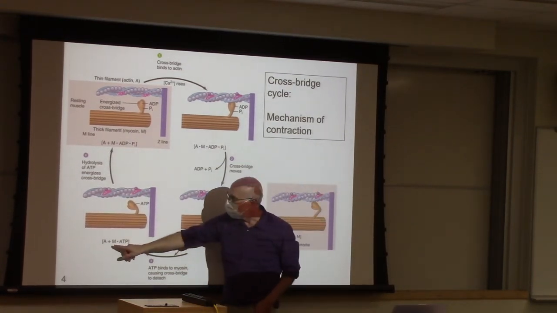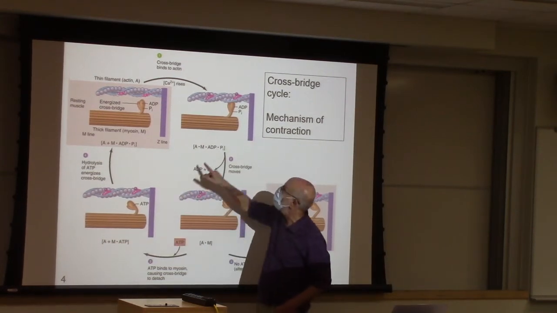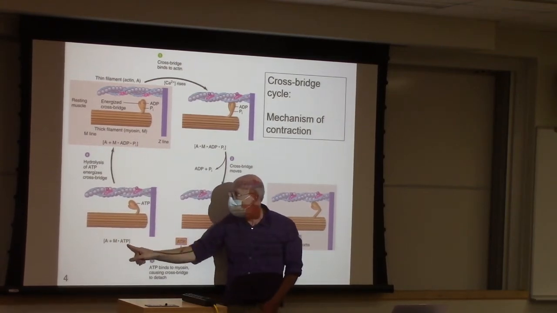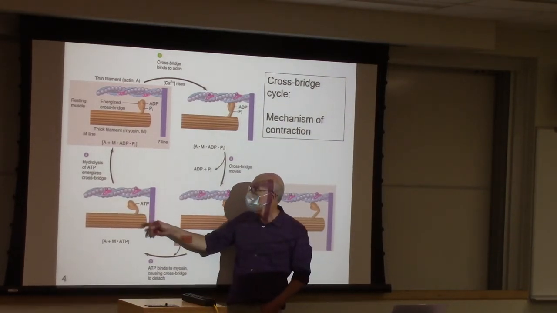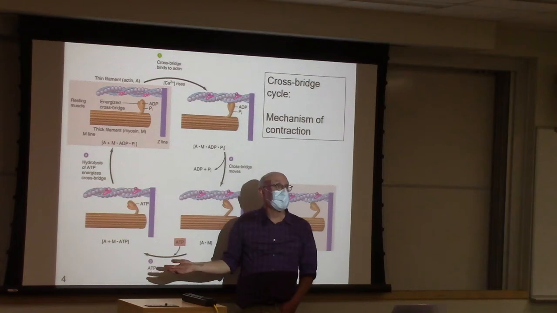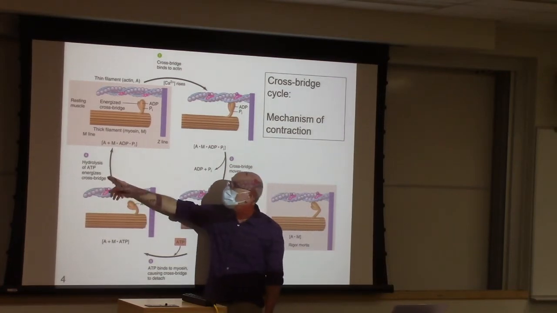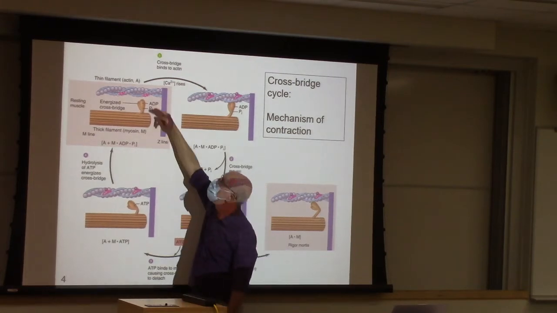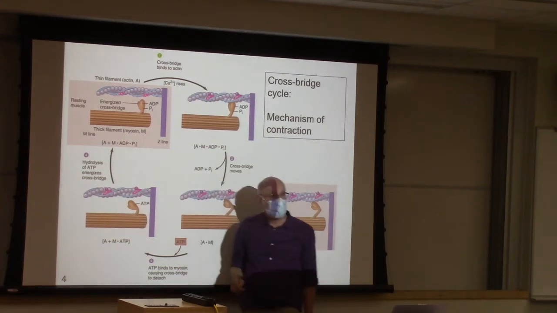ATP binds, so we have actin, myosin, ATP, but this is not a dot here, this is a plus sign, because the actin is not bound to the myosin. The ATP has triggered the myosin to let go of the actin. The myosin hydrolyzes ATP. The myosin is an ATPase. So the myosin hydrolyzes ATP, and now we're back to our starting point. Myosin not attached to actin, ADP and phosphate bound.